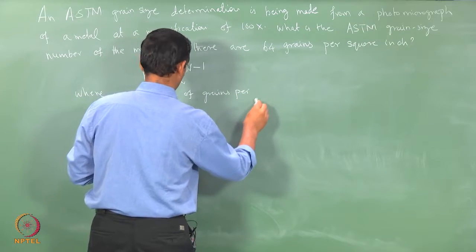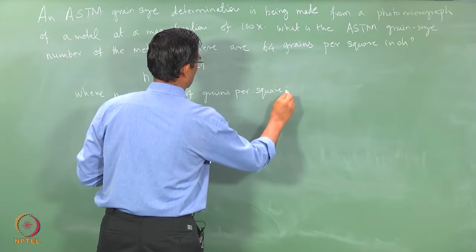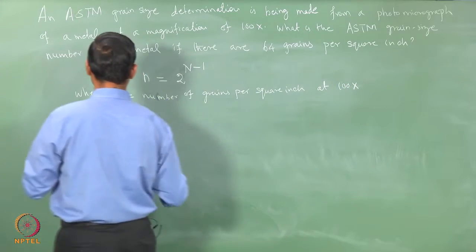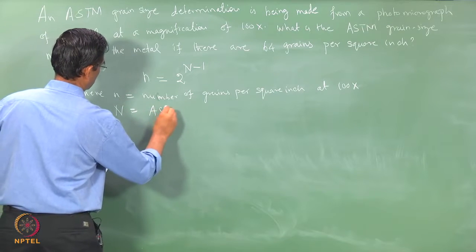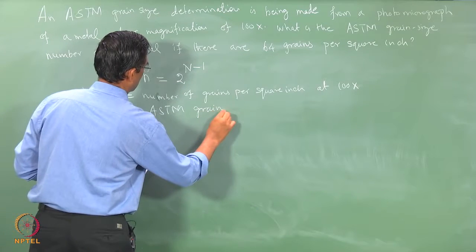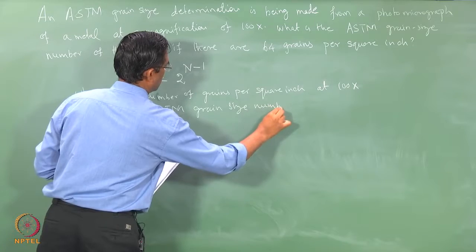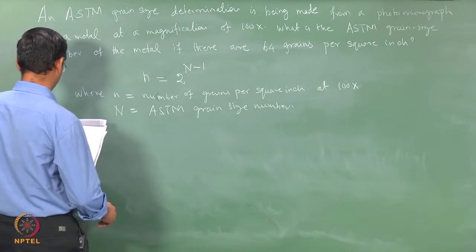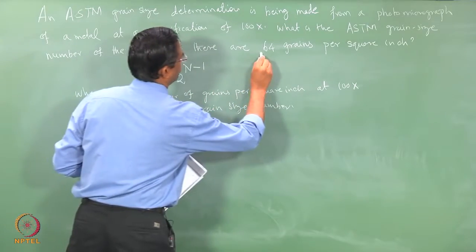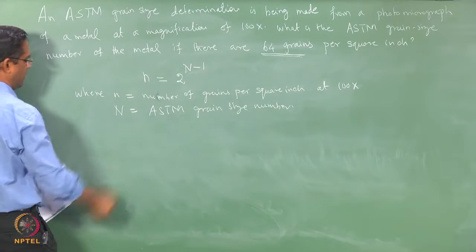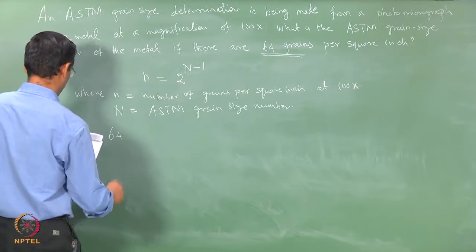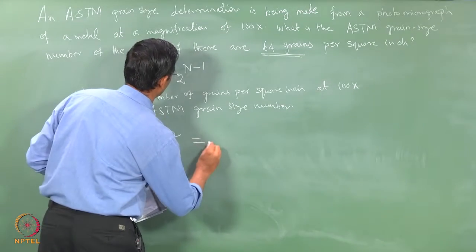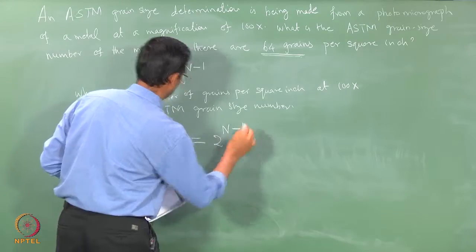In this formula, n is the number of grains per square inch at 100x, and N is the ASTM grain size number. This is what we stated in the last class. Now, since you have 64 grains per square inch, that means you have the small n available. So, 64 grains per square inch is equal to 2 to the power N minus 1.